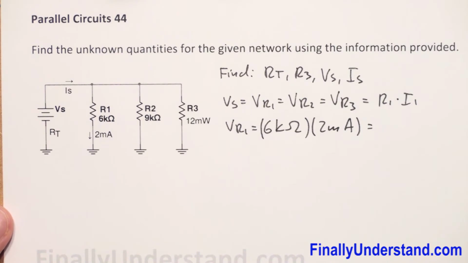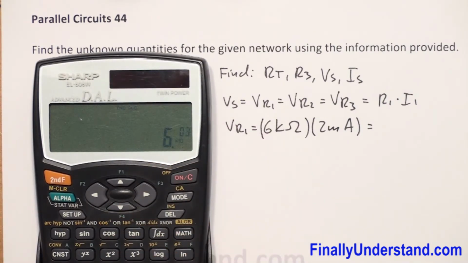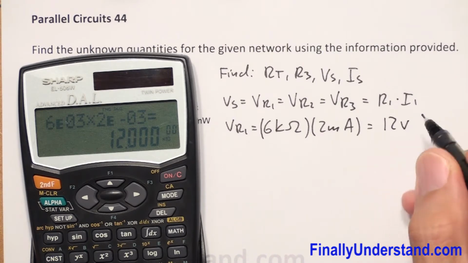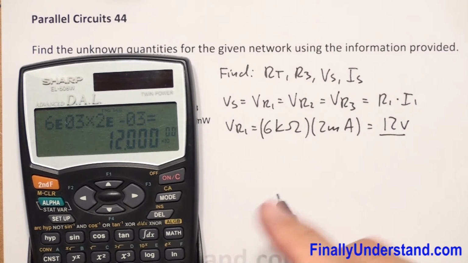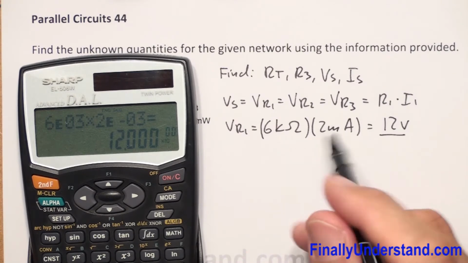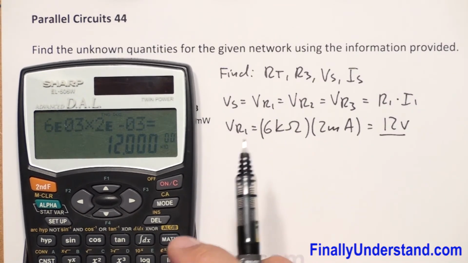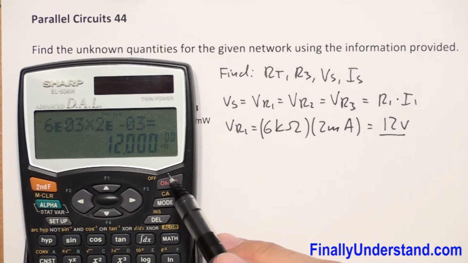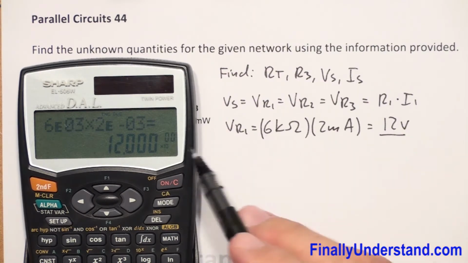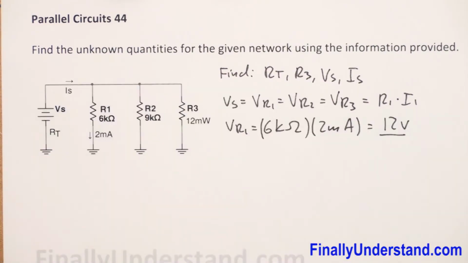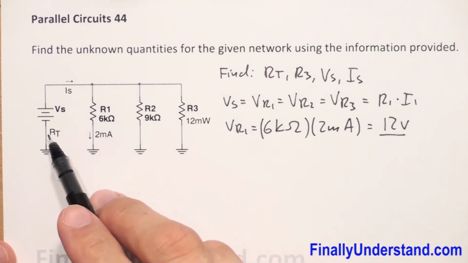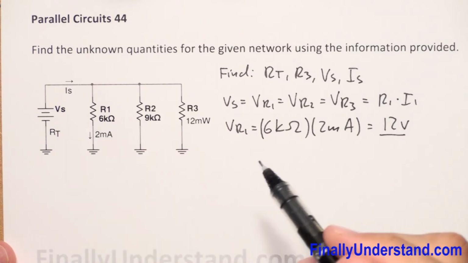So this is equal to 6 exponent 3 times 2 exponent 3 negative, equals 12 volts. Okay, I do this on the calculator. Even though the calculation is very simple, just make sure that all of you are familiar with the engineering notation, because many students fail the test because they do not use exponents. Okay, so we found the voltage, and we have voltage across each resistor, including voltage source.